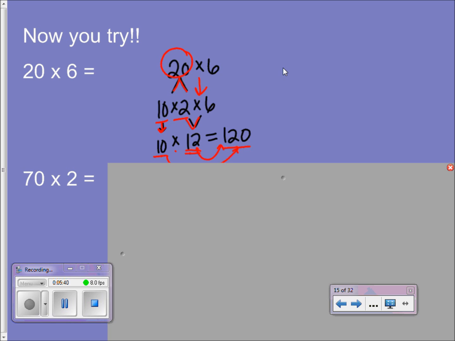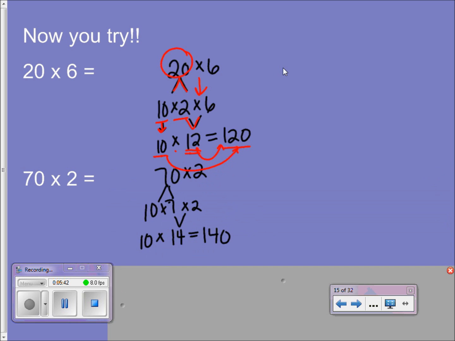Okay, you should have paused to practice number 2. Here's what you should have as your answer. I've got 70 times 2. I've decomposed my 70 into 10 times 7 and brought down my times 2. I multiplied my two one-digit factors. 7 times 2 is 14. Brought down my times 10. And now I have 10 times 14 equals 140. I bring my 14 over to my product side and my 0 from my 10 and tack it on the end. I hope you enjoyed your video.